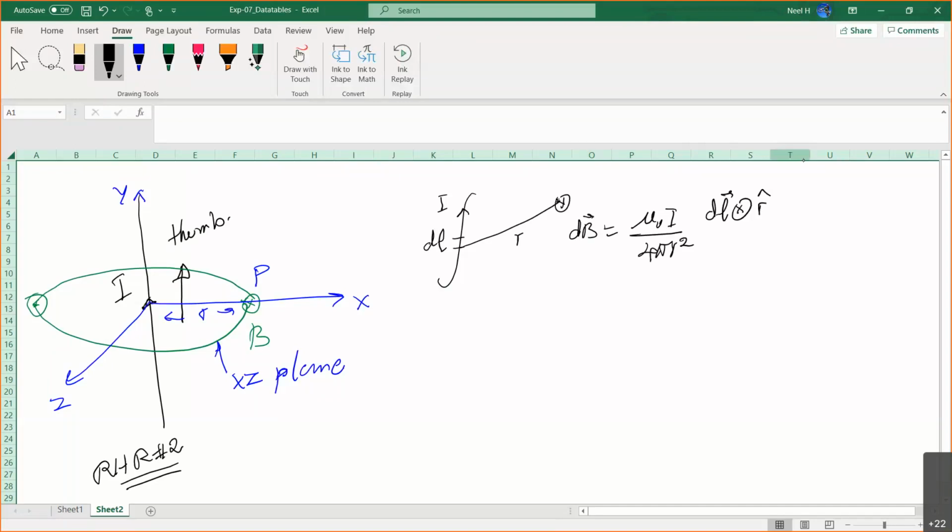And you can expand this very easily if you want: mu 0 I divided by 4 pi R squared times dl sine theta, where theta is the angle between the delta L and the unit vector R direction. And then we can put here unit vector n, which is the direction of the magnetic field, okay? That direction you can find easily by using the right hand rule.